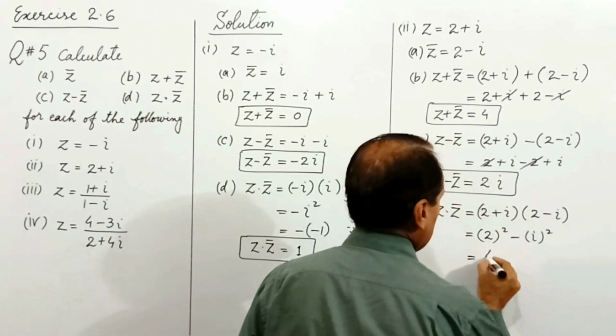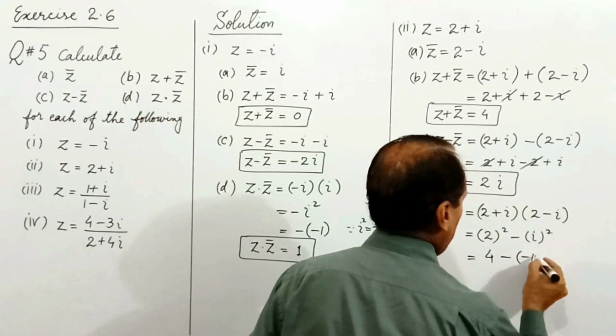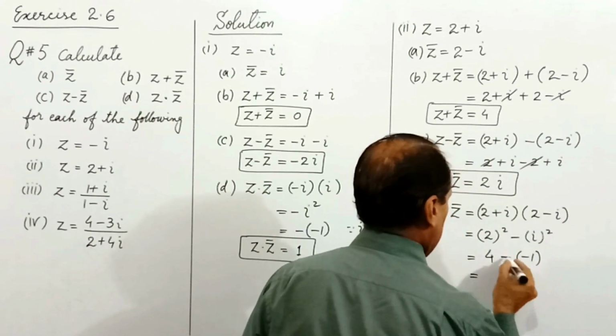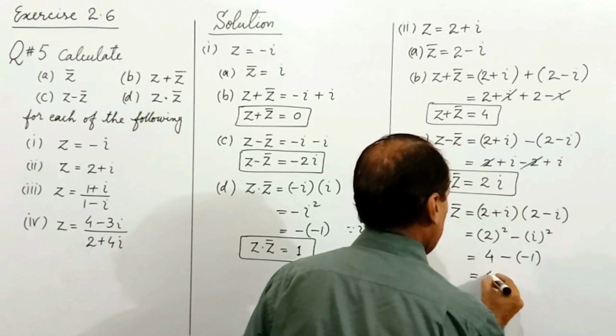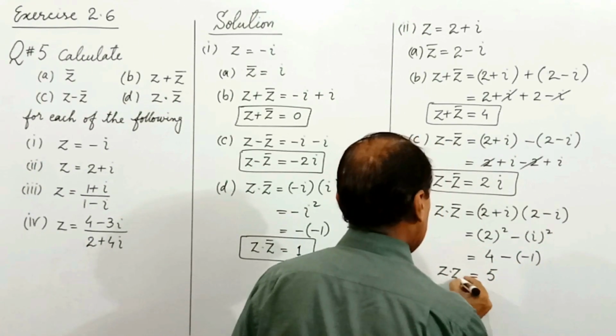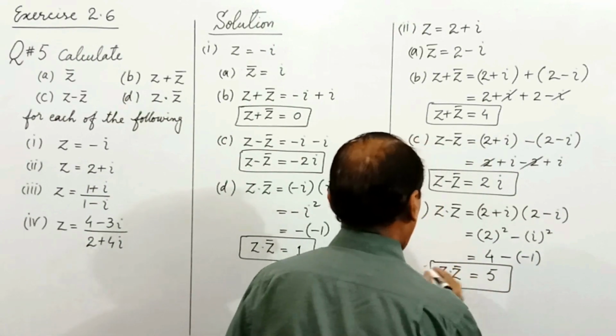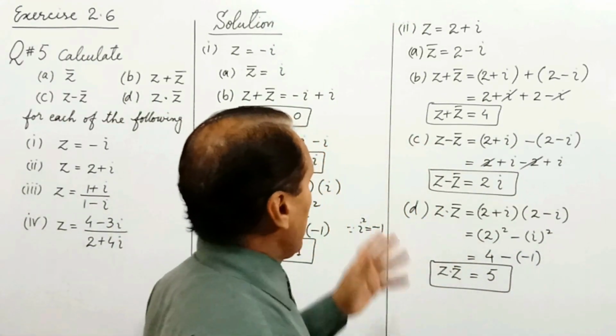2 square is equal to 4, iota square, we put the value minus 1, 4 plus 1, minus minus plus, so 4 plus 1 becomes 5. So we have z dot z bar equal to 5. That is for part 2.